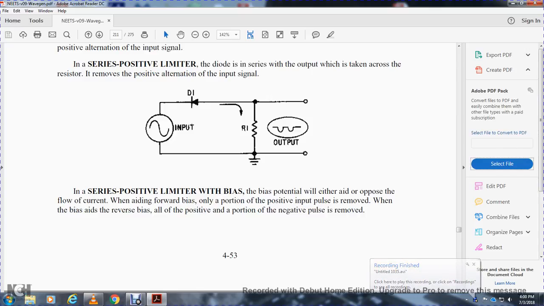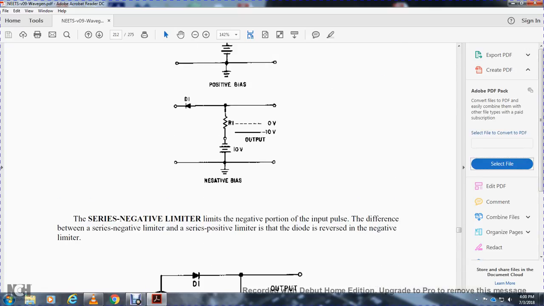Only a portion of the positive of the input was removed, while with reverse bias all of the positive and a portion of the negative was removed. The series negative limiter is limited to the negative portion of the input. The difference between the series negative limiter and the series positive limiter is that the diode is reversed in the negative limiter.